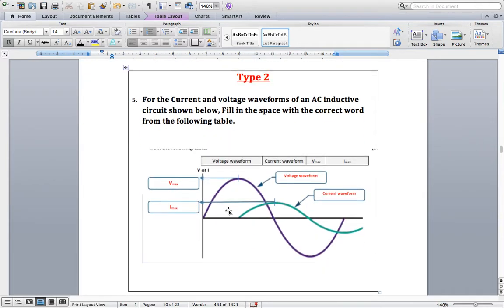Let's move on to type 2 questions, which is similar to the one in the capacitive chapter. I will read it for you. For the current and voltage waveforms of an AC inductive circuit, fill the space with the correct word. In this type of question, they will give you the words to fill: voltage waveform, current waveform, Vmax. You have to take these and keep them in the right boxes. Here I wrote the answers, but in the question paper there won't be these red ones.